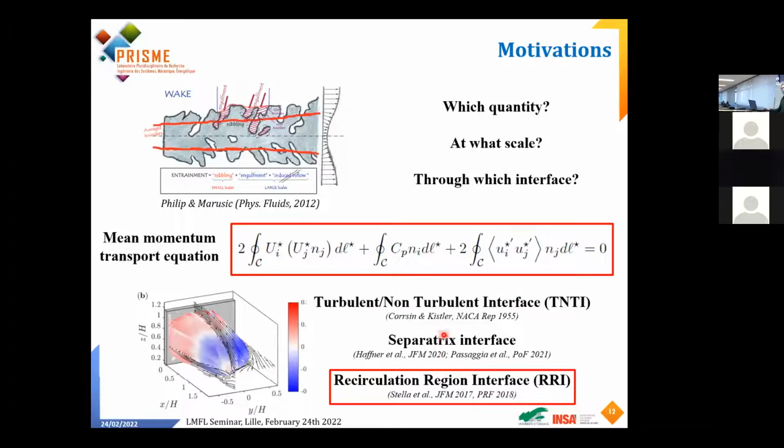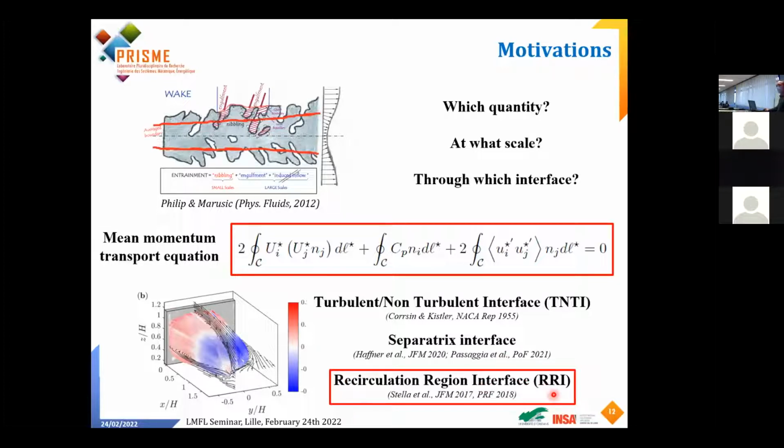Another solution would be to use a separatrix interface, that would separate the streamwise direction from the anti-streamwise direction. But when we are looking at 3D flows in experiments, it's not so easy to define this type of separatrix. So I will use another type of interface on which we have worked quite a lot in the past few years, which we call the recirculation region interface.